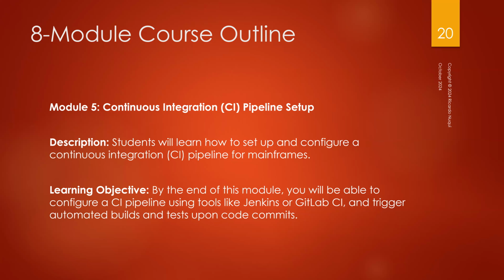Module 5, Continuous Integration or CI Pipeline Setup. Students will learn how to set up and configure a continuous integration or CI pipeline for mainframes using tools like Jenkins or GitLab CI. This module will focus on automating builds, tests, and feedback loops for developers. Learning objective: by the end of the module, you will be able to configure a CI pipeline using tools like Jenkins or GitLab CI and trigger automated builds and tests upon code commit.